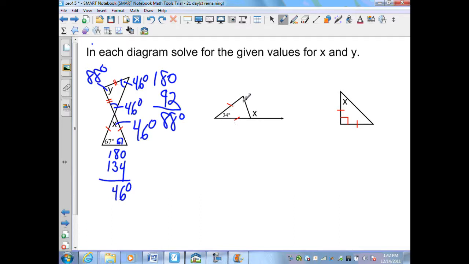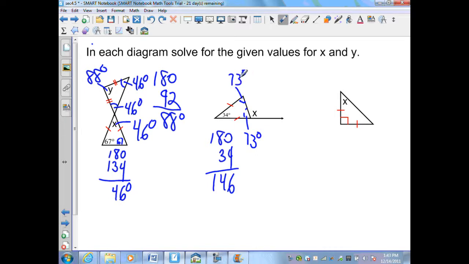Our next problem, I'm given another isosceles triangle. I know that because of the tick marks. Again, I know that the base angles are congruent. Therefore, I can find the value of each base angle. If I subtract 34 from 180, that's going to give me 146 degrees. 146 is the value of these two angles combined, but I know that they are congruent. Therefore, if I divide 146 by 2, that will give me the value of each one of those angles. So when I divide 146 by 2, that will give me 73 degrees for each of these angles.